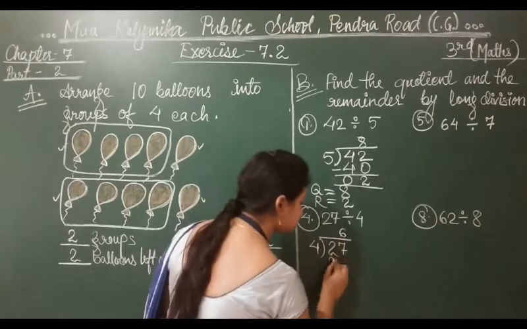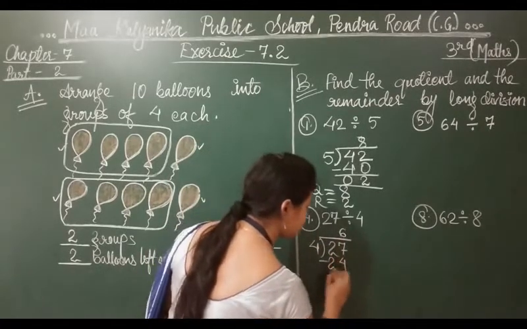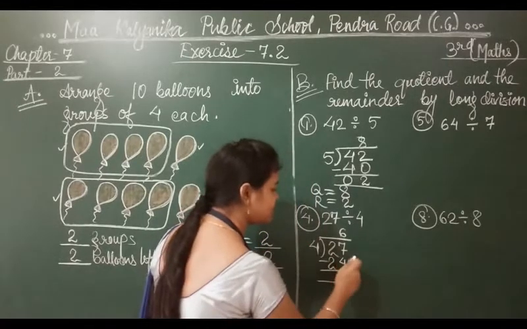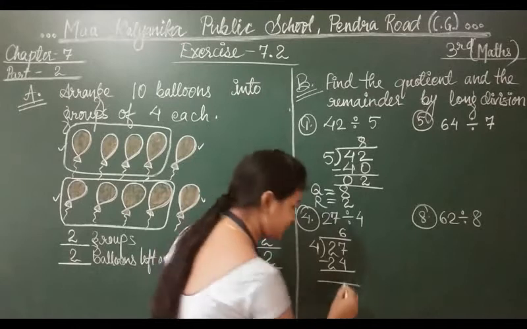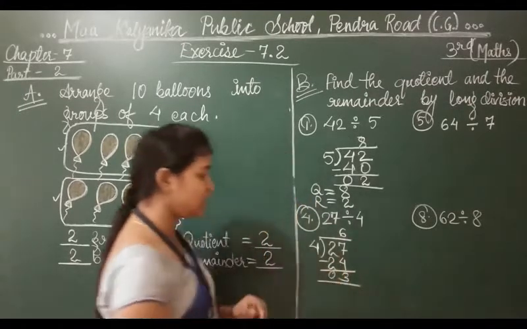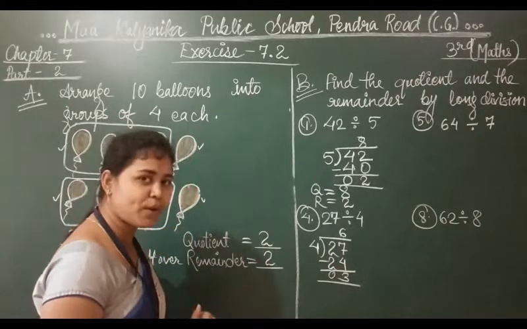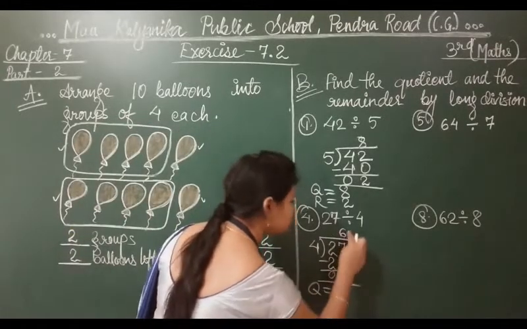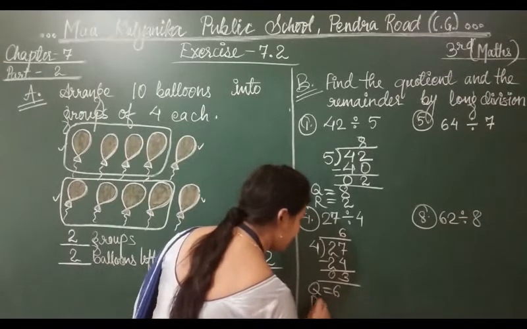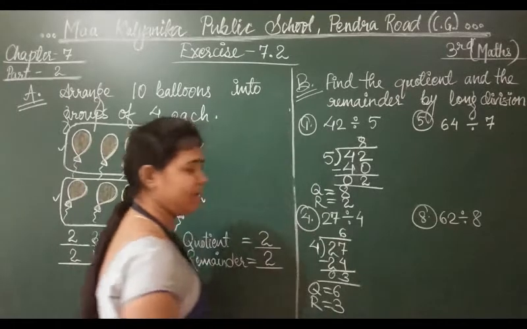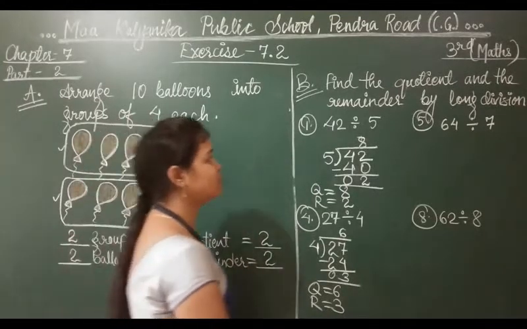4 6s are 24. We will subtract here. I will close because no other digit is there. 7 minus 4 is 3. 2 minus 2 is 0. So now what is the quotient? What is the remainder? Q is equal to 6 and R is equal to 3, this is the remainder. Simply. Nothing more we have to write than that.